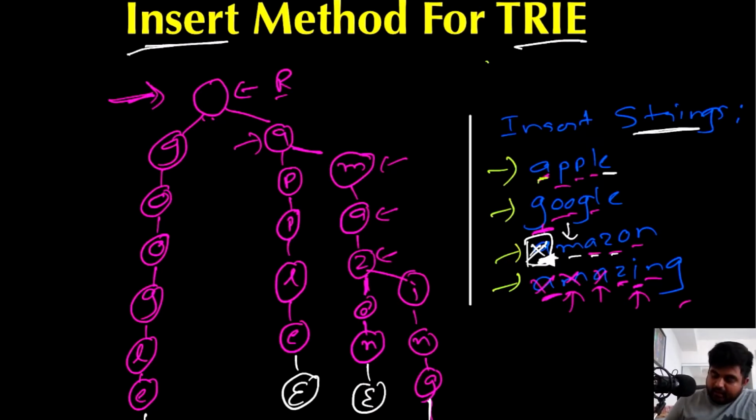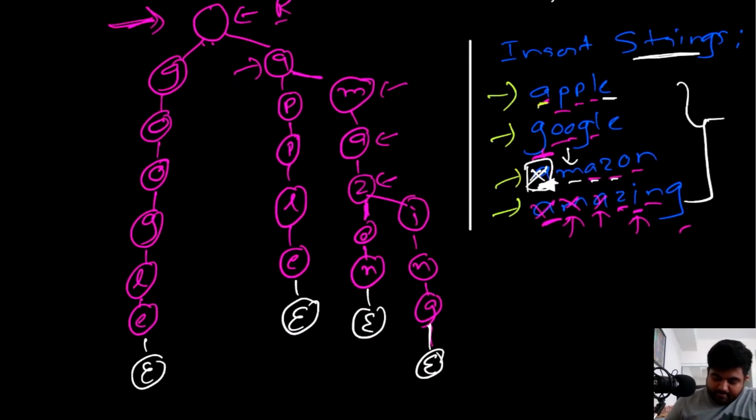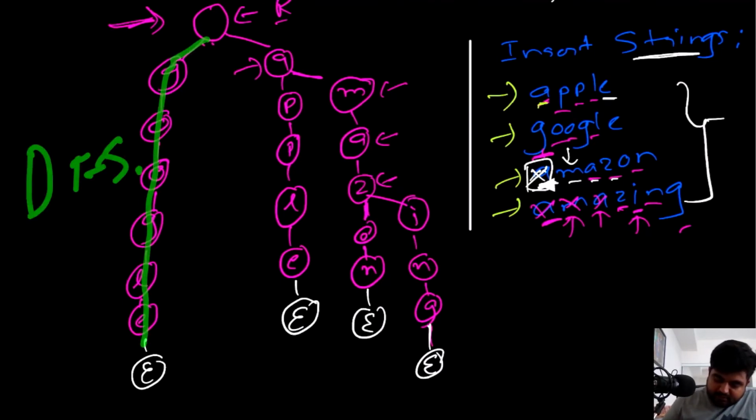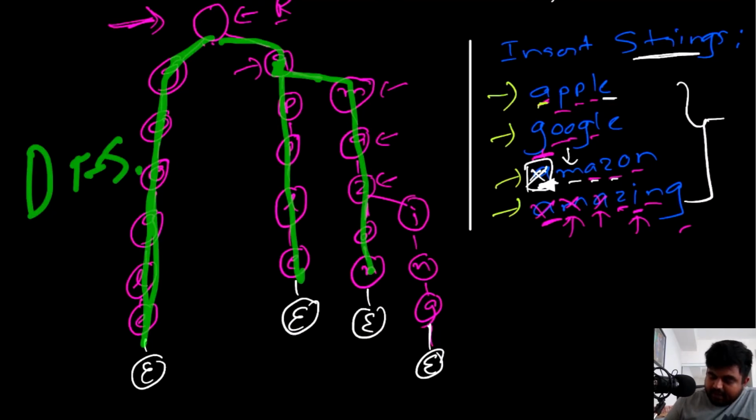And now we have inserted these four strings into our trie, and if you see, we can find each one of them by going in DFS motion down any particular branch. So first of all, this gives us Google, this gives us Apple, this gives us Amazon, and this gives us amazing. So that is how tries typically work.